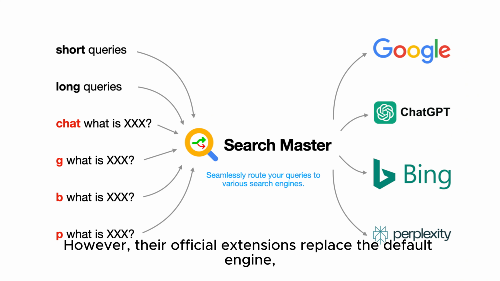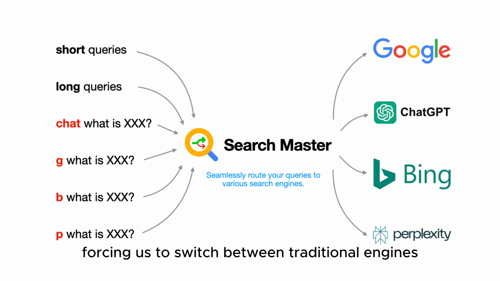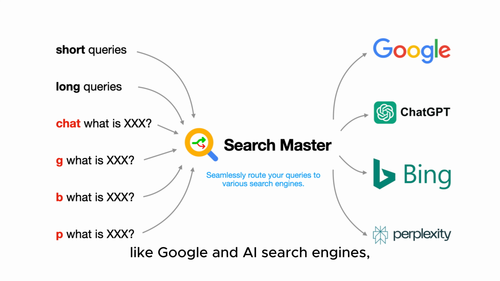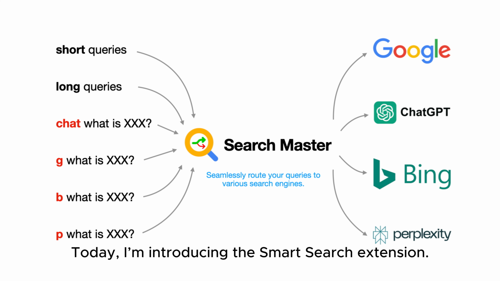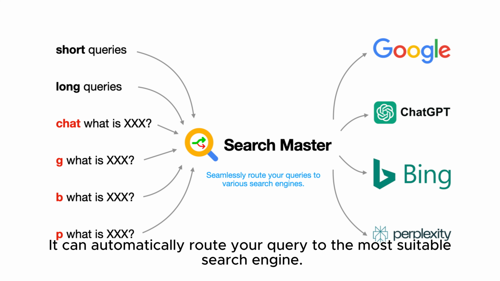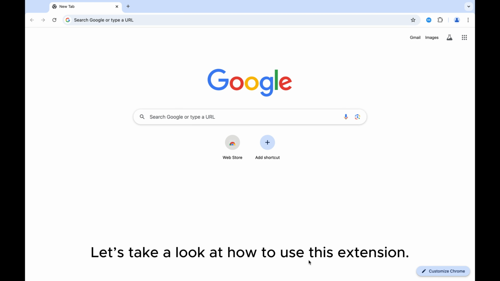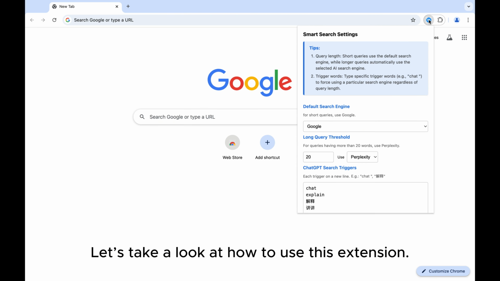When using ChatGPT search or Perplexity, do you feel these AI search engines are powerful yet slow? However, their official extensions replace the default engine, forcing us to switch between traditional engines like Google and AI search engines, which is really annoying. Today, I'm introducing the Smart Search extension. It can automatically route your query to the most suitable search engine. Let's take a look at how to use this extension.